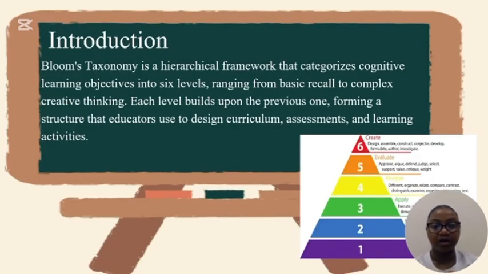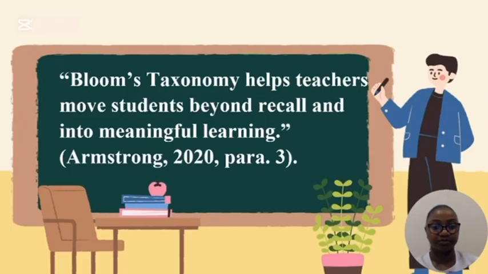Introduction. Bloom's taxonomy is a hierarchical framework that categorizes cognitive learning objectives into 6 levels, ranging from basic recall to complex creative thinking. Each level builds upon the previous one, forming a structure that educators use to design curriculum, assessments, and learning activities. Bloom's taxonomy helps teachers move students beyond recall into meaningful learning.